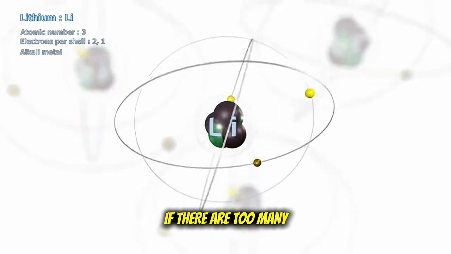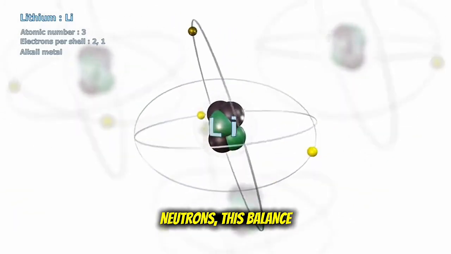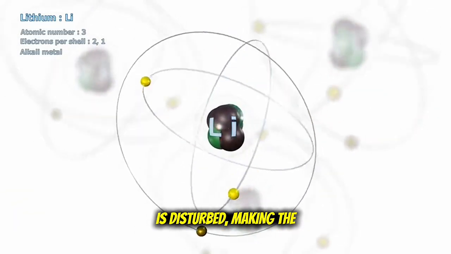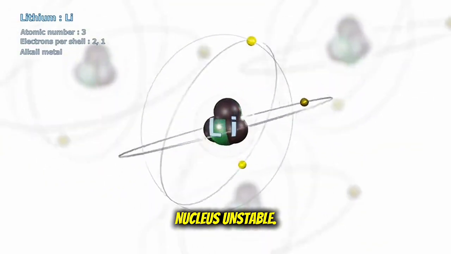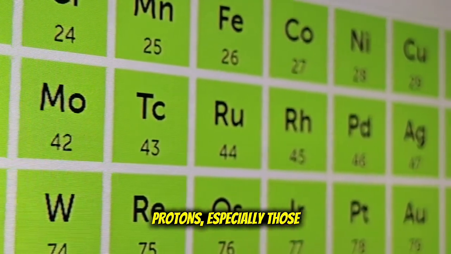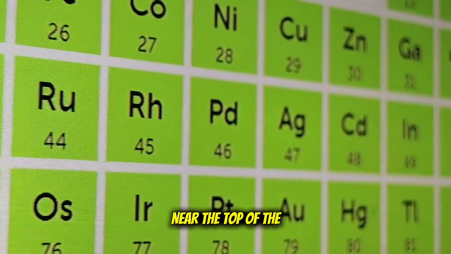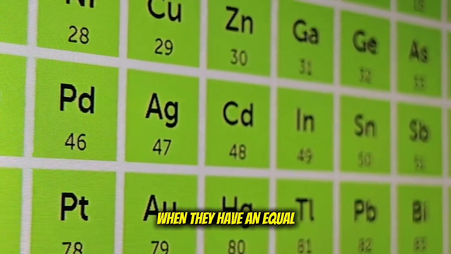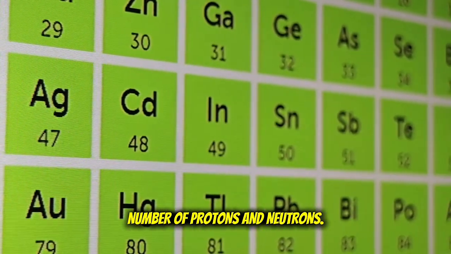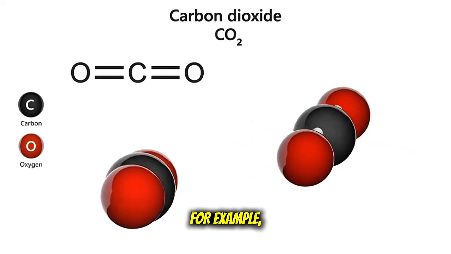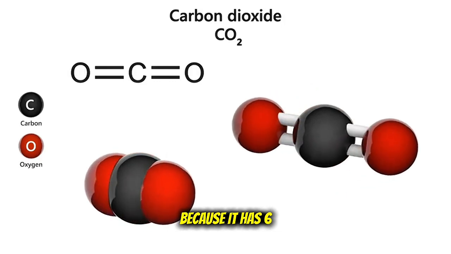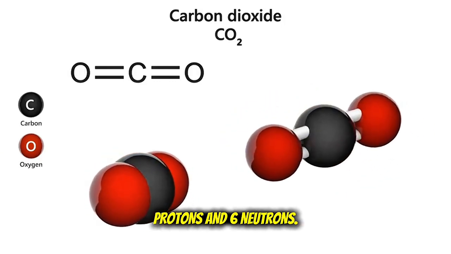If there are too many protons or too many neutrons, this balance is disturbed, making the nucleus unstable. Elements with fewer protons, especially those near the top of the periodic table, are stable when they have an equal number of protons and neutrons. For example, carbon-12 is stable because it has 6 protons and 6 neutrons.